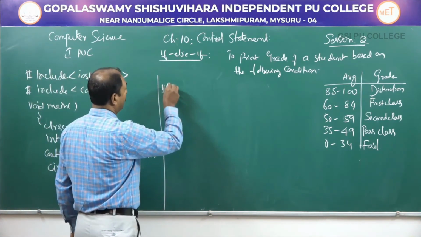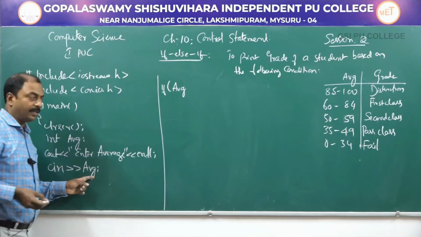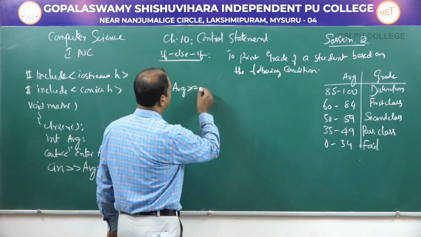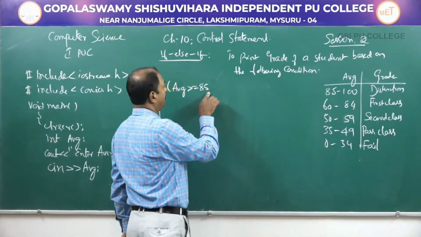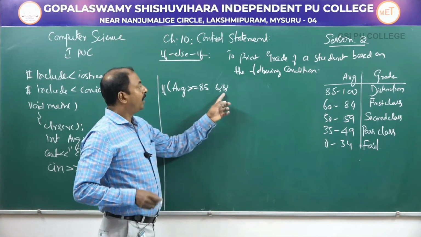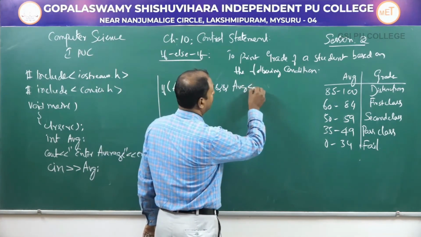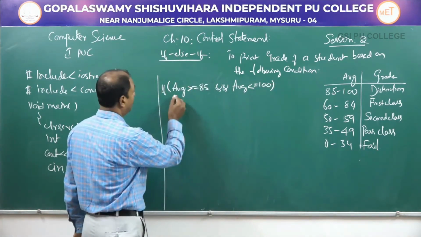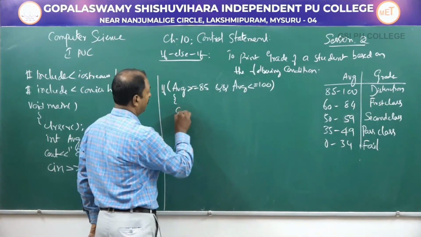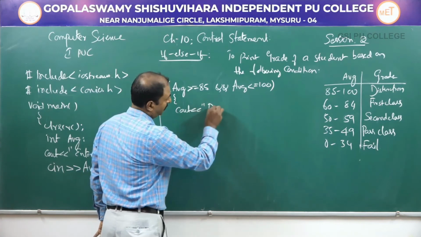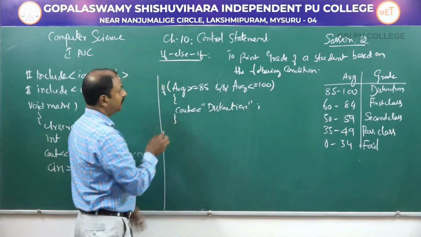We start with the first condition, if avg is greater than or equal to 85. This is one condition, 85 to 100. We are using the logical AND operator here. Then the condition is average less than or equal to 100. This is the first condition. If it is true, we print the grade as distinction. So here, cout distinction, semicolon, close it.